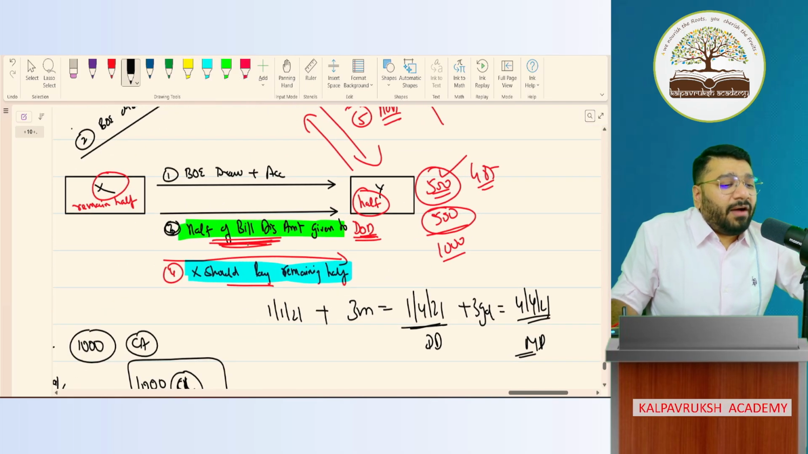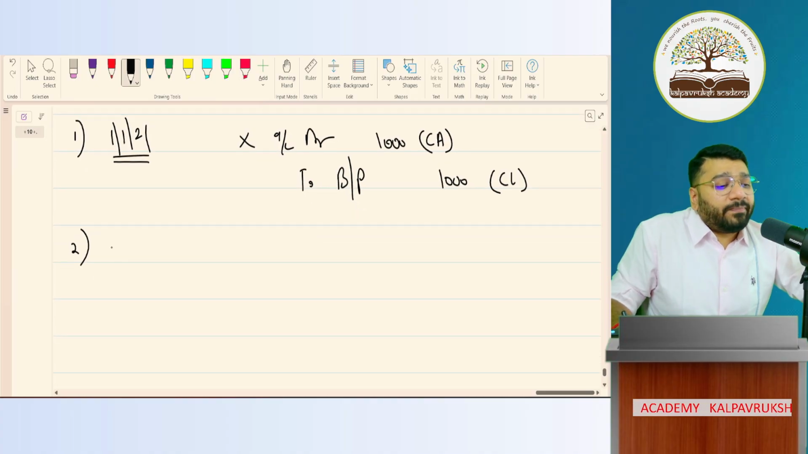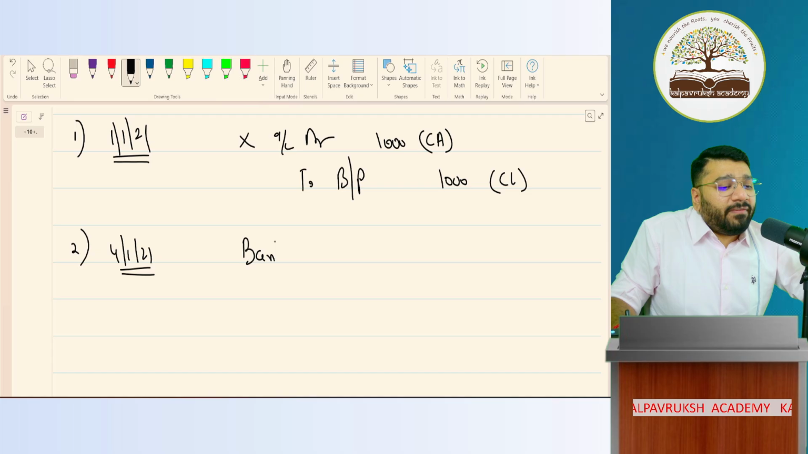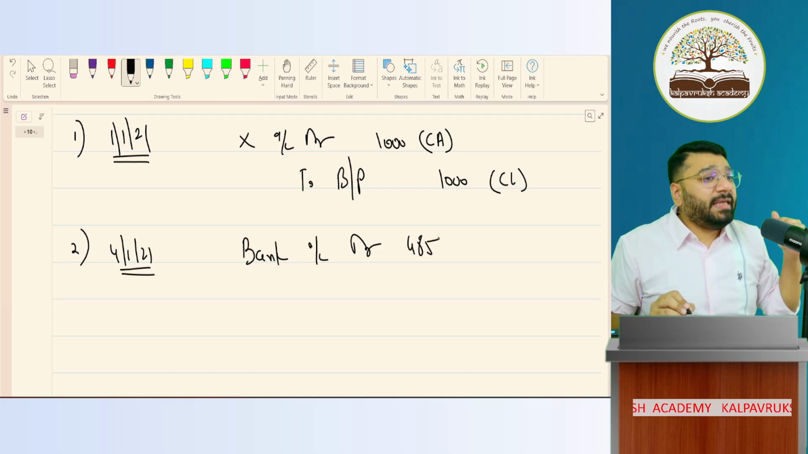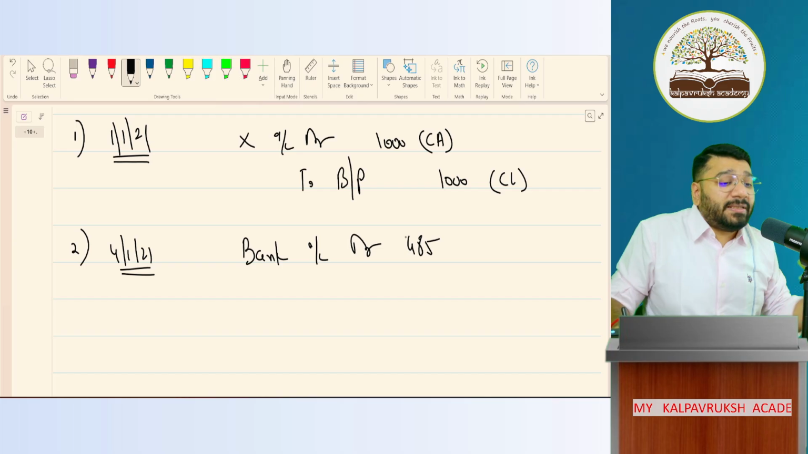Third transaction, half the bill amount is being given to Y. So Y is receiving money. Yes or no? On which date? Date of discounting, 4 January 21. In bank, we're receiving money. How much? 485. For enjoying this money, how much interest we have to bear? 15 rupees. Discounting charges, debit all expense and losses.